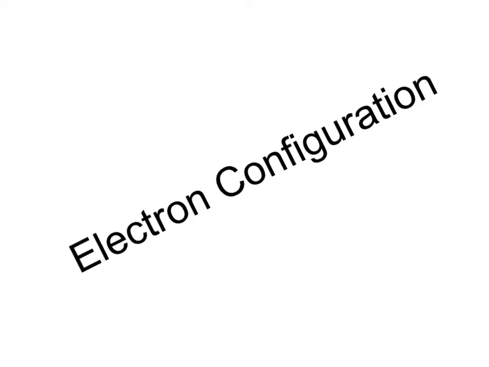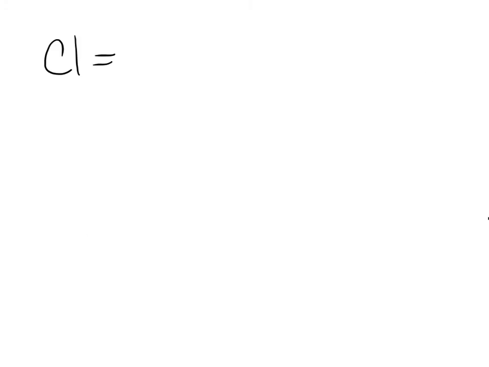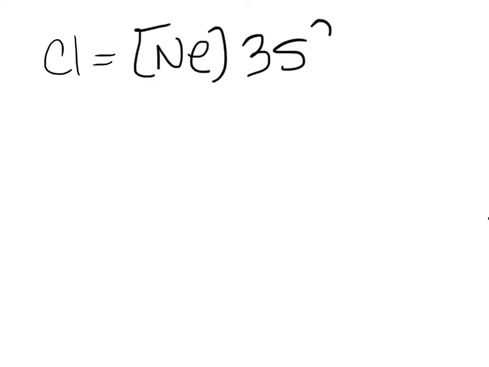So a quick review of electron configuration, orbital notation, and electron dot. So the configuration for chlorine: the noble gas before chlorine is neon, and then we would have 3s2 and 3p5. Remember, you have to write everything that you go through across that last row.